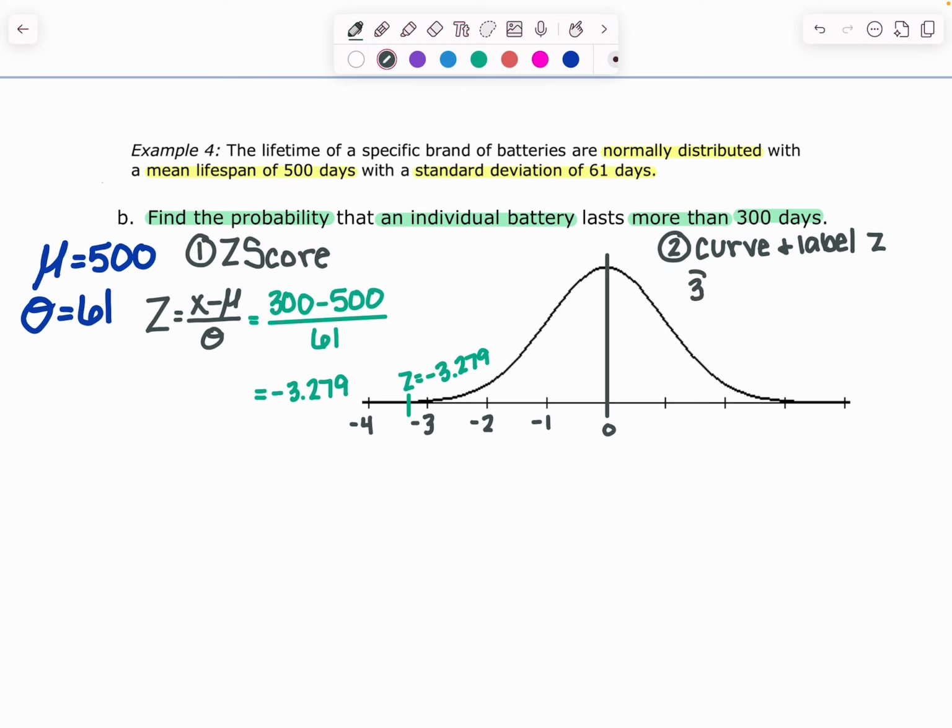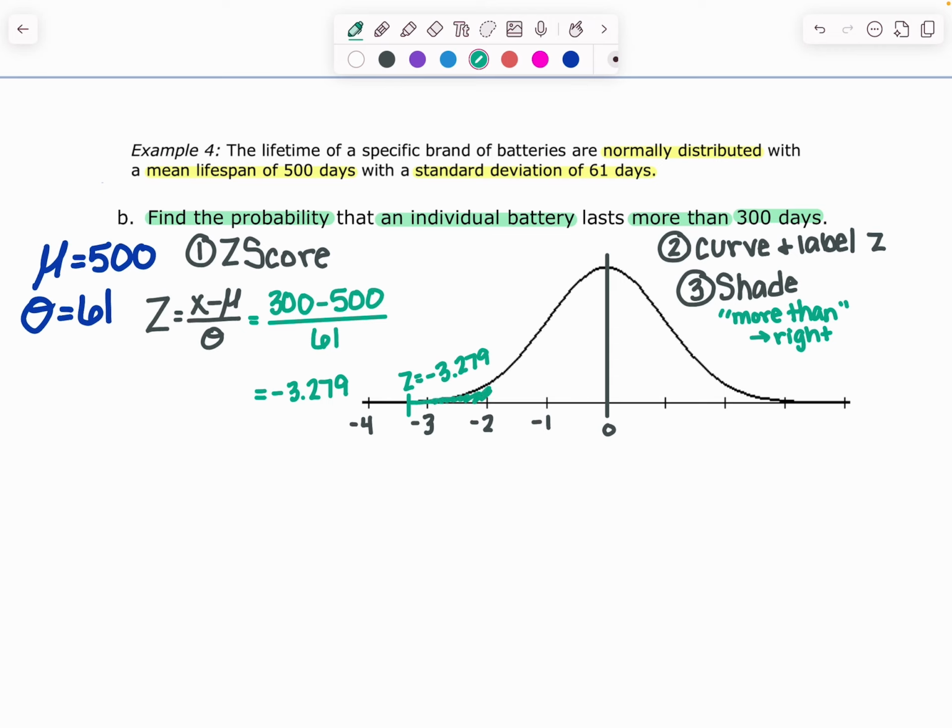And then step 3 is to shade the area that we want to find. Our keyword this time is more than. So that means we're going to shade everything to the right of our z-score.